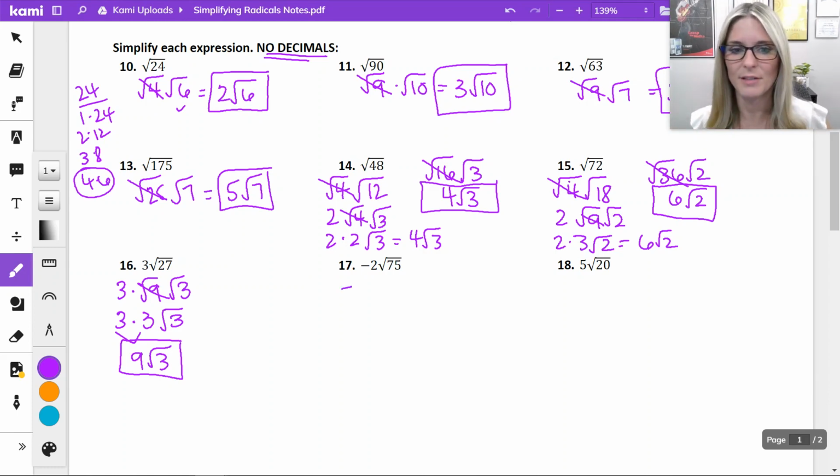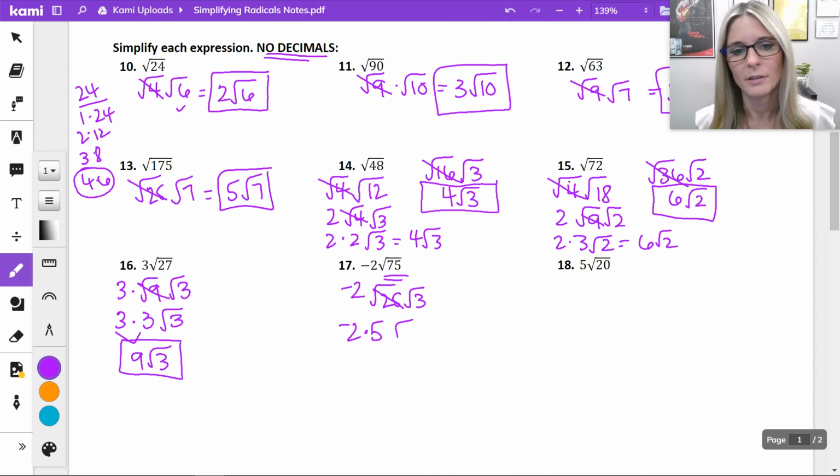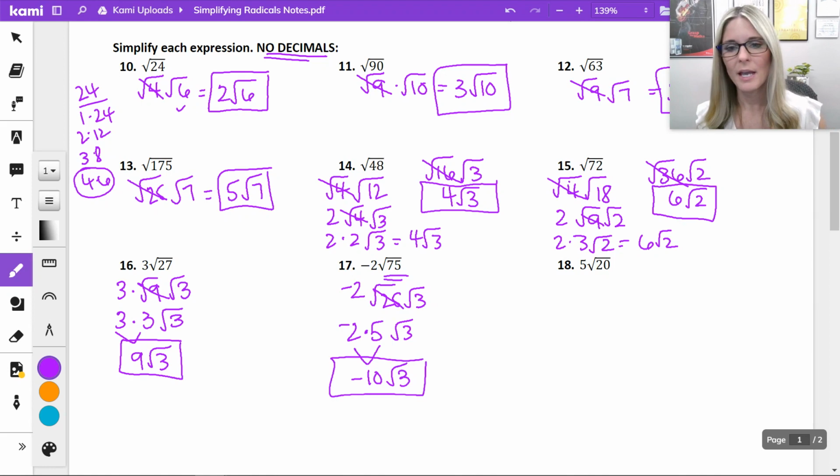17, we have this negative 2 on the outside. We're going to break down this square root of 75. I'm seeing that 25 times 3. Square root of 25 is a 5. And radical 3, staying inside there. Negative 2 times that 5 is negative 10. Radical 3 is going to be my final answer on number 17.